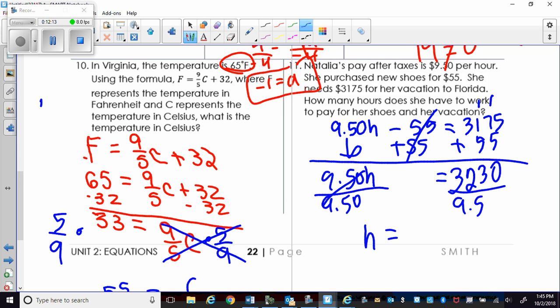Use the calculator. What do you get? 340.